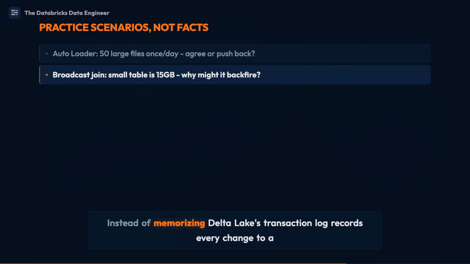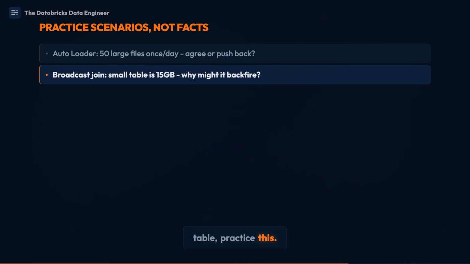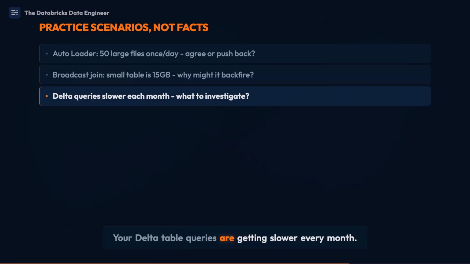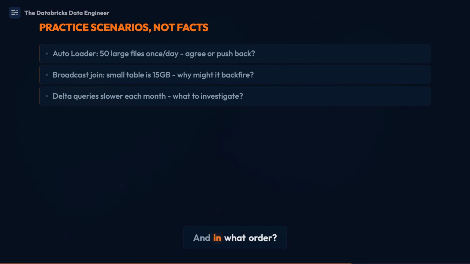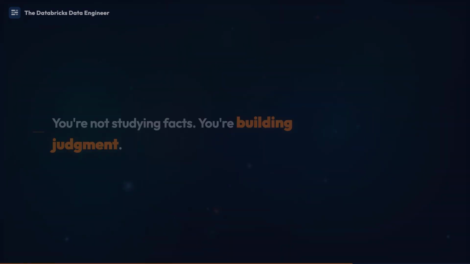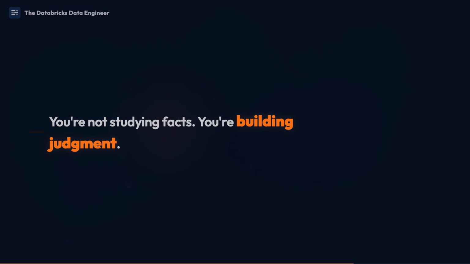Instead of memorizing, "Delta Lake's transaction log records every change to a table," practice this. Your Delta table queries are getting slower every month. What would you investigate, and in what order? See the shift? The knowledge is the same. The preparation angle is completely different. You're not studying facts, you're building judgment.